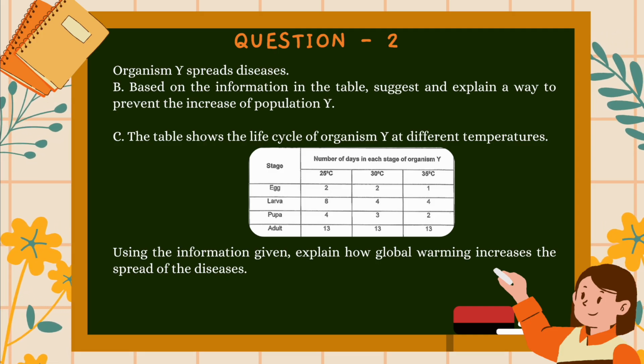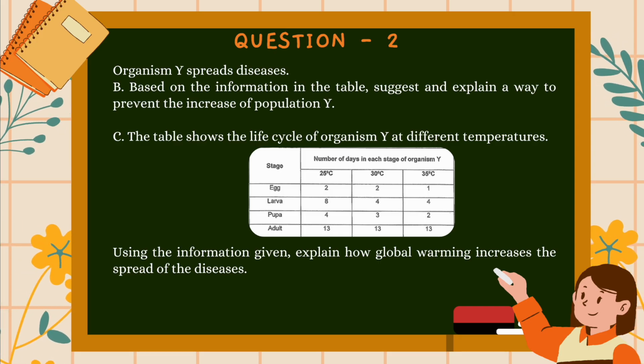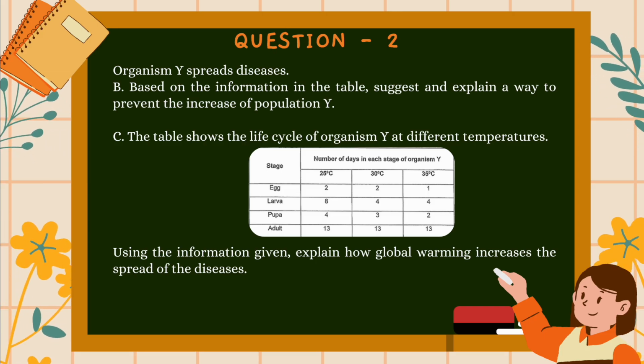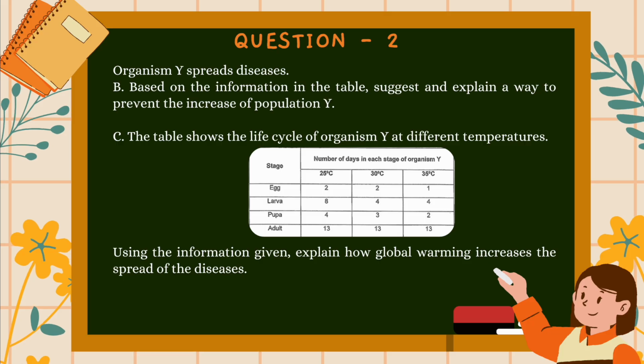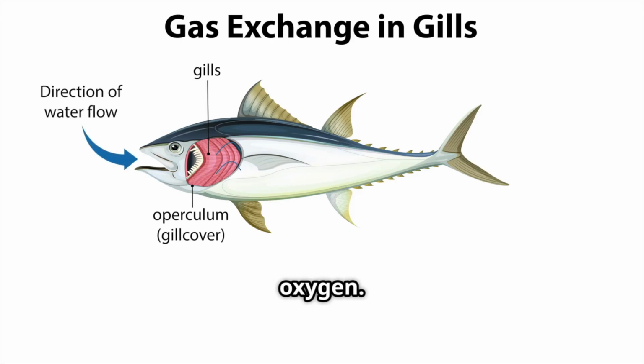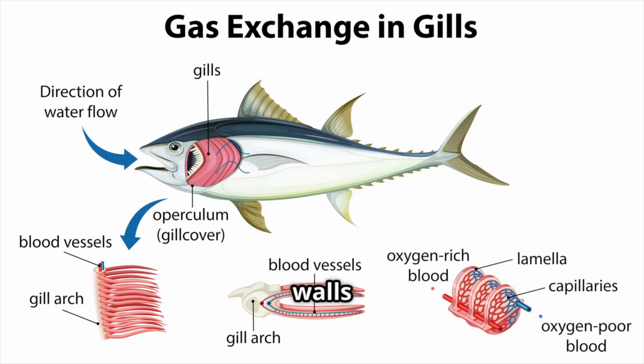C. The table shows the life cycle of organism Y at different temperatures. Using the information given, explain how global warming increases the spread of the diseases. So the answer for A is organism Z uses gills to obtain oxygen. Dissolved oxygen in the water passes through the thin walls of the gills, where it diffuses into the blood. The oxygen-rich blood is then transported to all parts of Z's body.